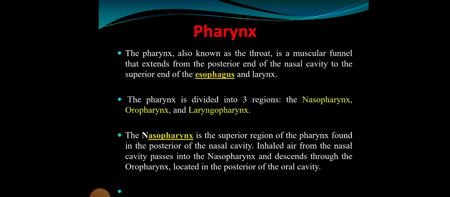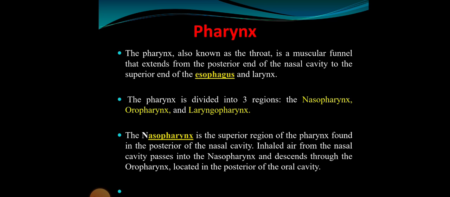The second one is the pharynx. The pharynx, also known as the throat, is a muscular funnel that extends from the posterior end of the nasal cavities to the superior end of the esophagus and larynx. The pharynx is divided into three regions: the nasopharynx, oropharynx and laryngopharynx.